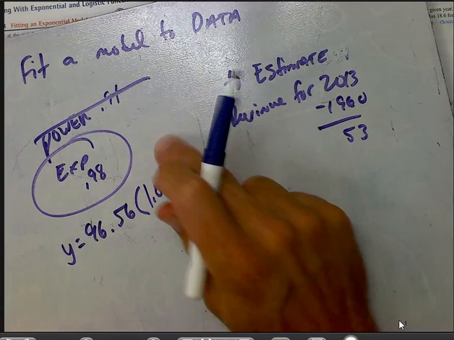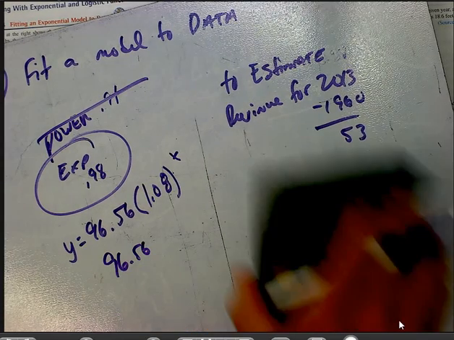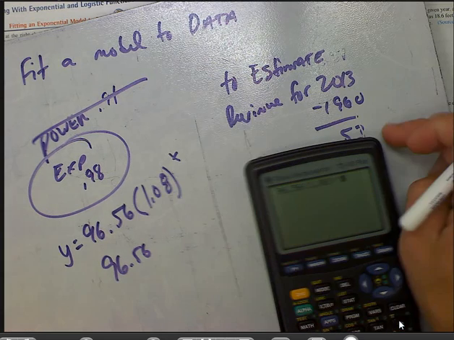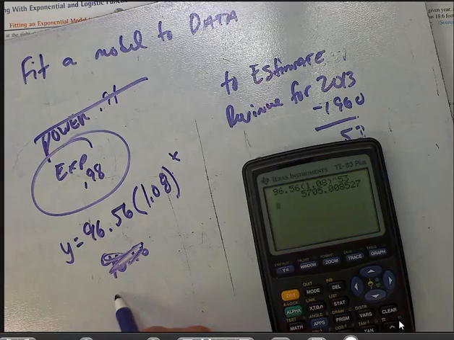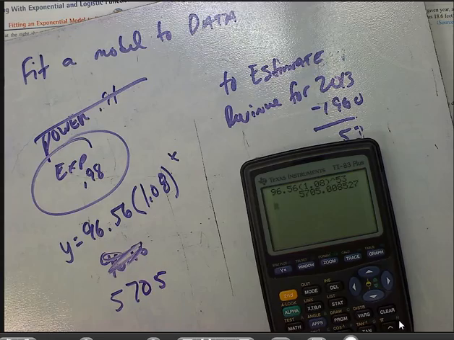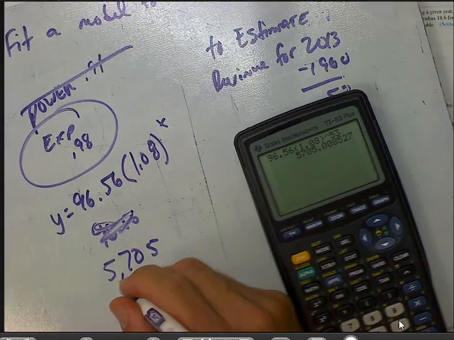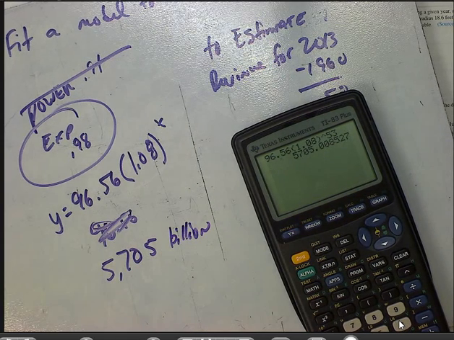And so 96.56, let's do that in the calculator. 96.56, parenthesis 1.08, parenthesis, caret, and then 53, enter, and I'm expecting it to be about 5705, and since this is all revenues in billions of dollars, that's about 5.7 trillion actually. So that's the expected revenue for 2013 based upon this model.